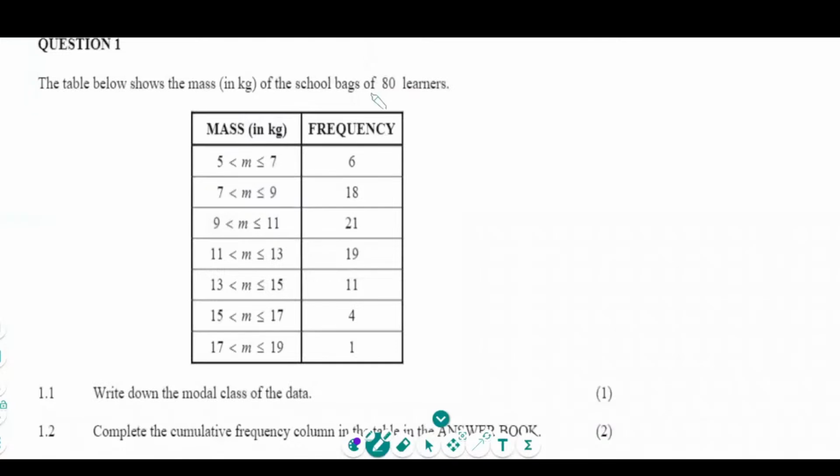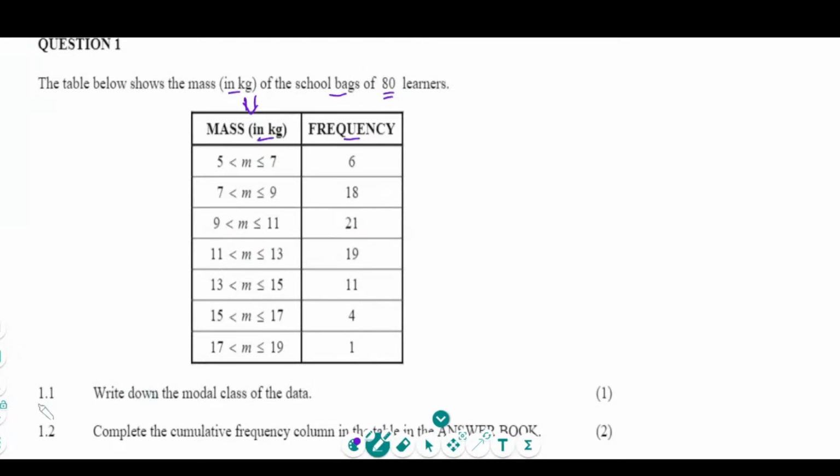Yes, hello, welcome to this episode where we shall be going over the Mathematics Paper 2 for the supplementary May-June 2022. So the first question under statistics, they are telling us that the table below shows the mass in kilograms of the school bags of 80 learners. 80 learners, okay? So this is grouped data. We have our intervals or the mass in kilograms, and then we have the frequency.